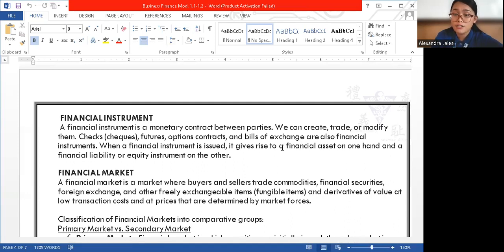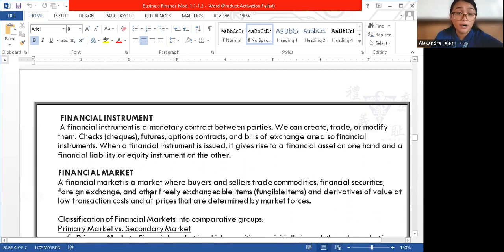When a financial instrument is issued, it gives rise to a financial asset on one hand and a financial liability or equity instrument on the other. So take note, your financial instrument gives rise to your asset and liability or equity. So it could be an asset or a liability or equity.